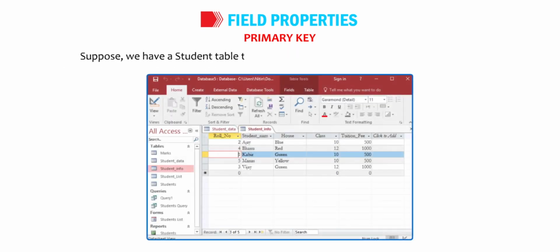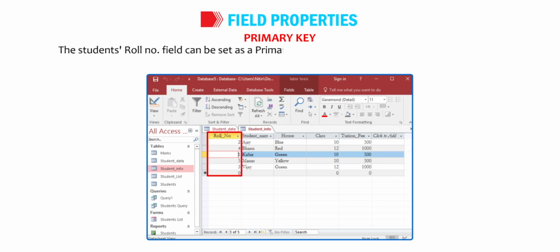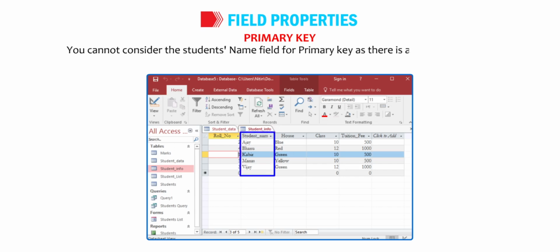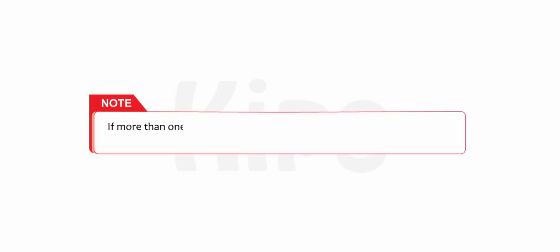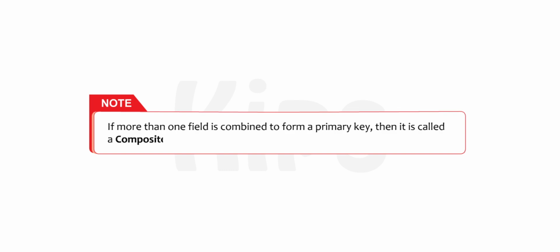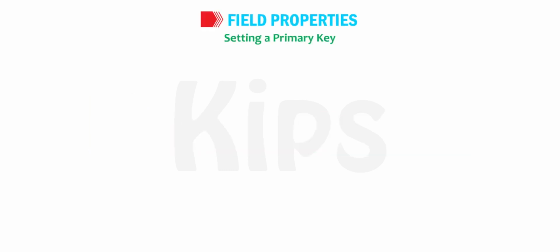Suppose we have a student table that contains records regarding students of a class. The student's roll number field can be set as a primary key since all the roll numbers are unique for each student. We cannot consider the student's name field for primary key as there is always a possibility that more than one student in a class might have the same name. Students, know that if more than one field is combined to form a primary key, then it is called a composite key.